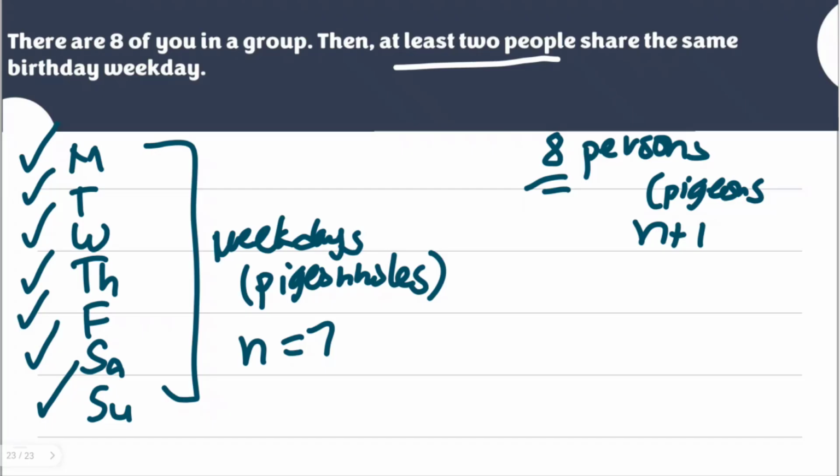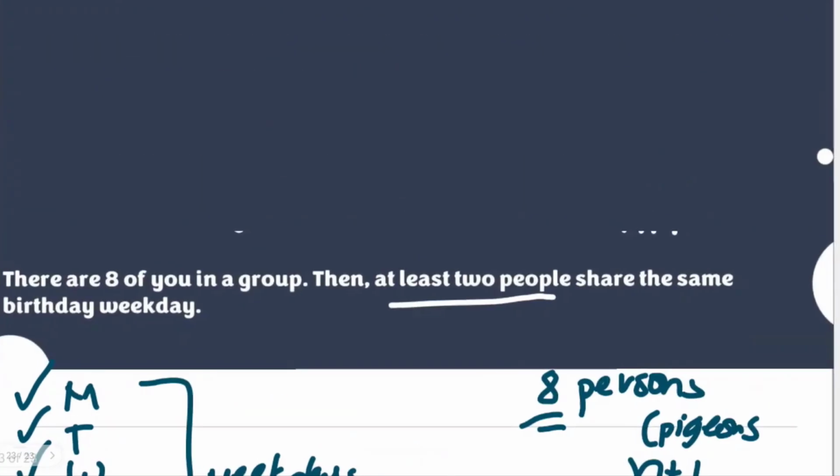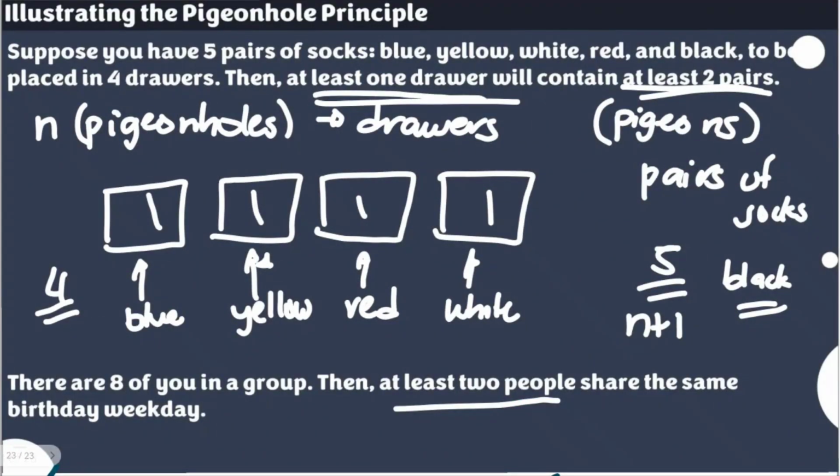So this is again another illustration for the pigeonhole principle, because in the previous video we just used the idea of pigeons and pigeonholes in a certain area where they are staying. Now this time we have 2 more examples. One is on pairs of socks and 4 drawers, and then we have 8 of you in a group and the birthday weekday. In the next videos, we'll be trying to compute this.